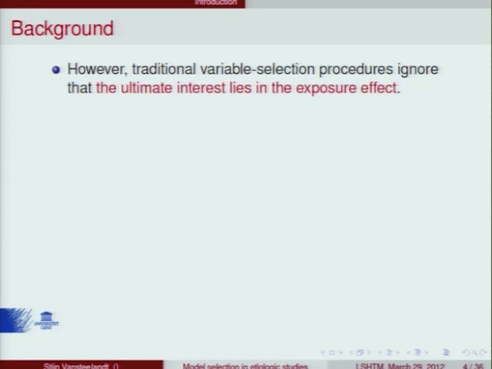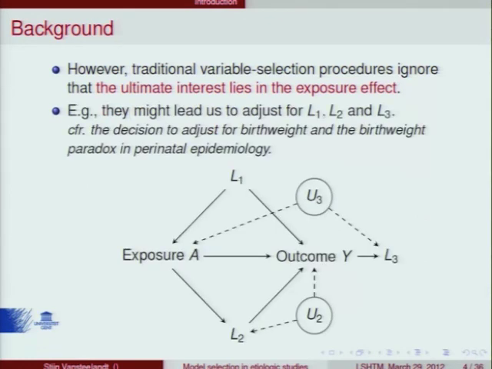However, I think that the traditional methods may not be optimal in the context of causal inference, because they usually forget that the ultimate interest here is really in having a good quality estimator of the exposure effect. And so there's various issues linking to that. One issue which is very well understood amongst statisticians, I think, is that variable selection procedures, and I mean the traditional procedures, might lead us to select variables that we really don't want to control for if we want to learn about the causal effect of an exposure A on an outcome Y.